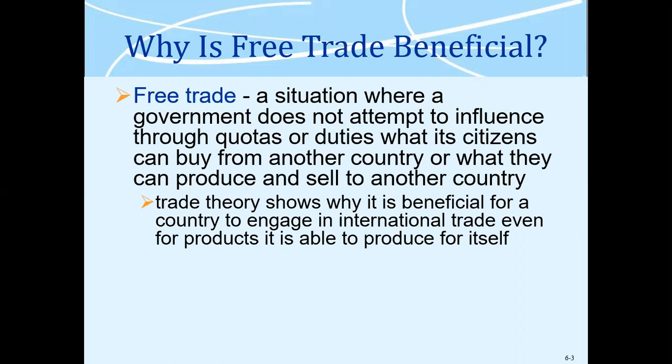So WTO initially worked on this and helped countries to reduce it to a minimum level. Now we have import duties that cannot exceed 4% for 148 countries. The reason for that is that import and export between these countries is regulated through WTO. So keeping this in mind, the first theory which came into existence about trade was free trade, a situation where a government does not attempt to influence through quotas or duties what its citizens can buy from another country.